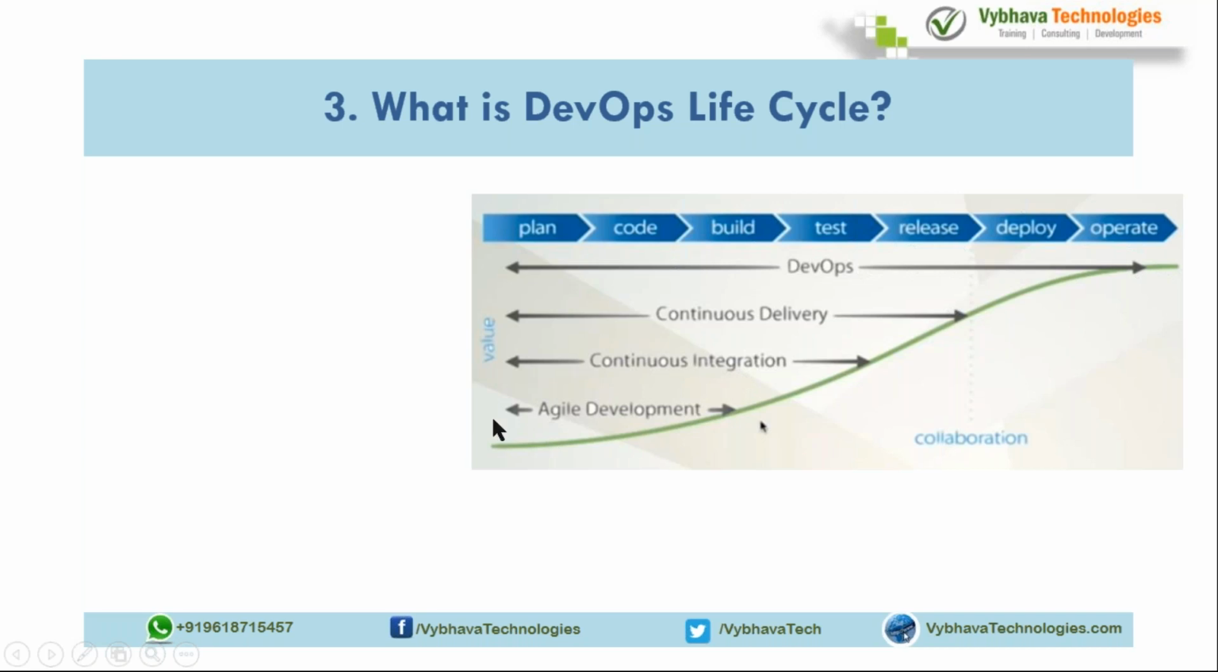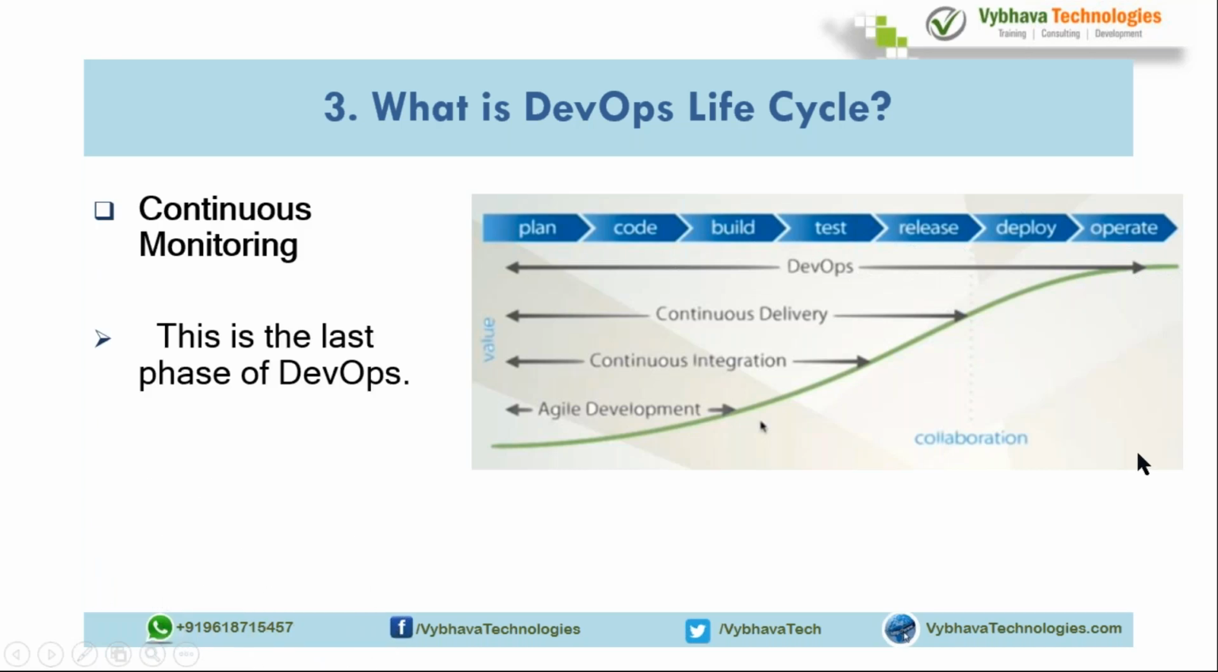The agile development method is the planning, coding, and building process. Whatever you work on through all the phases is collaborative work, and DevOps deals with plan, code, build, test, release, deploy, operate. Every phase is included in DevOps. Continuous monitoring, after going to production, is the operations phase. This is the last phase of DevOps.